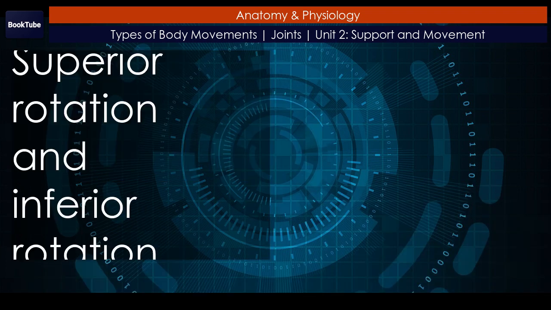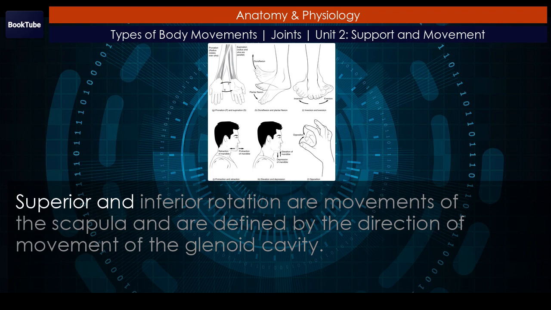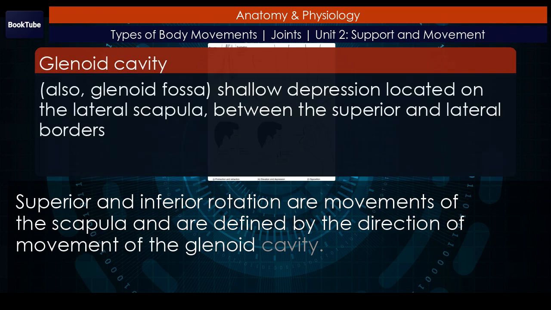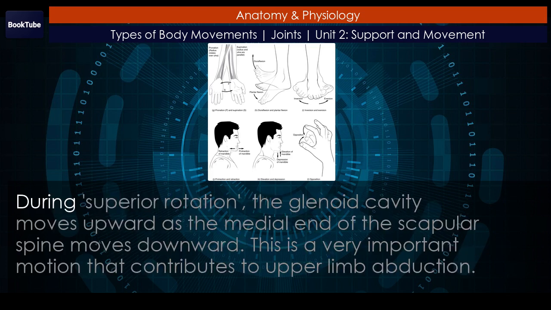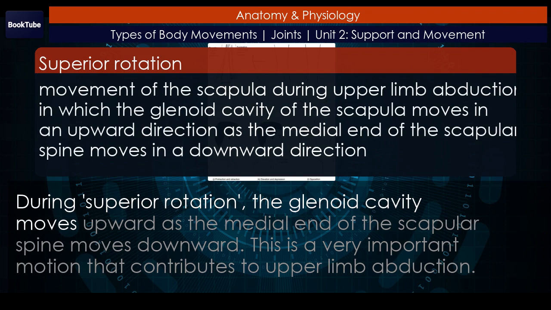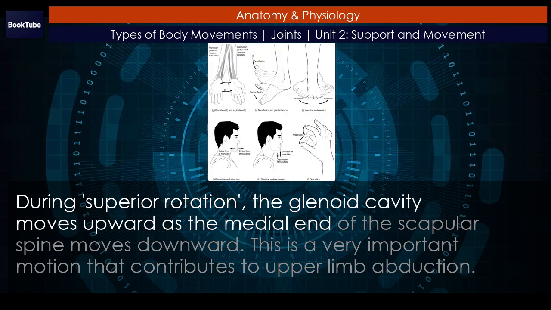Superior rotation and inferior rotation. Superior and inferior rotation are movements of the scapula and are defined by the direction of movement of the glenoid cavity. These motions involve rotation of the scapula around a point inferior to the scapular spine and are produced by combinations of muscles acting on the scapula. During superior rotation, the glenoid cavity moves upward as the medial end of the scapular spine moves downward. This is a very important motion that contributes to upper limb abduction.